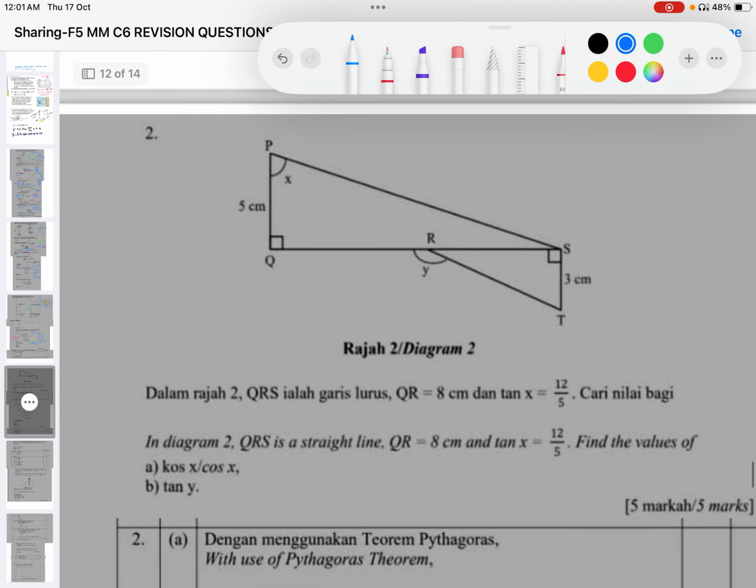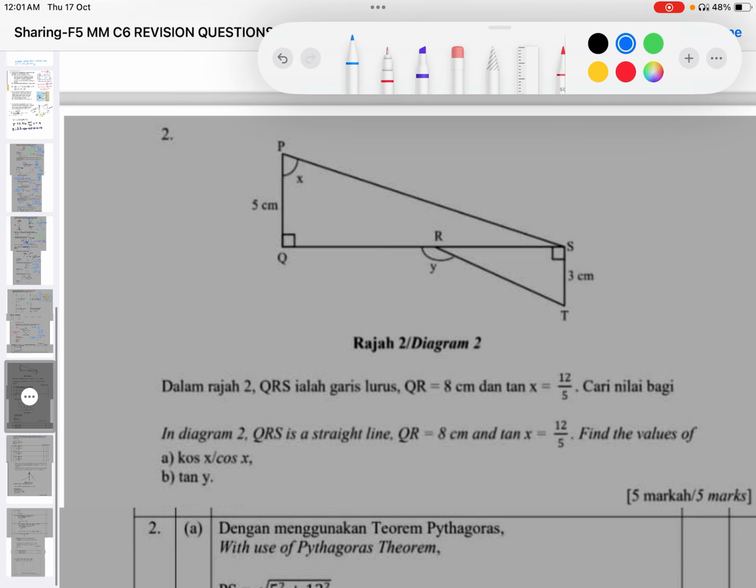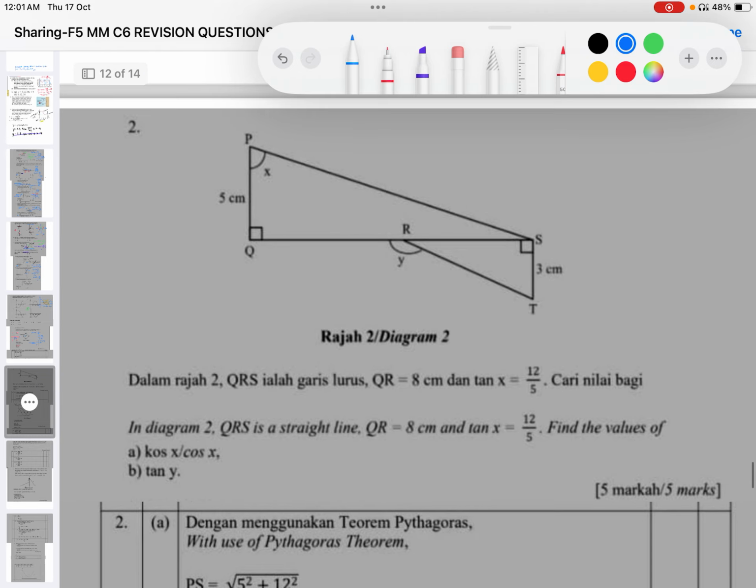Terusnya soalan kedua. In diagram 2, QRS is a straight line. QR is equals to 8 cm and tan x equals to 12 over 5. Okay, so QRS is a straight line. QR is 8 cm. Okay, tan x is equals to 12 over 5. So tan x is going to be 12 over 5.